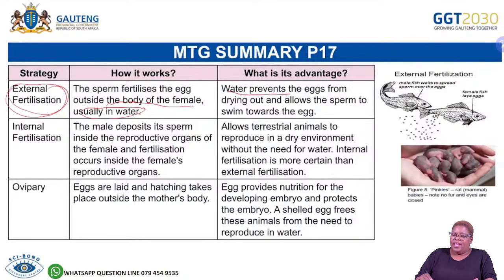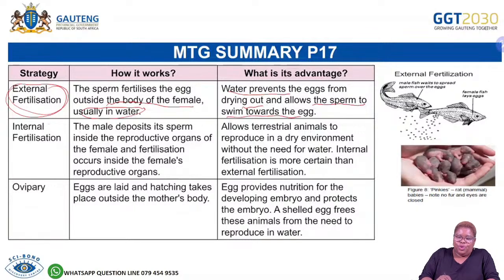Now water again has got an advantage to the external fertilization. In which way? It helps the eggs from drying out and also allows sperm to swim towards the egg. So if it was not water, obviously we're not expecting any fertilization to take place because the sperm cell won't swim towards the egg or the ova, right?